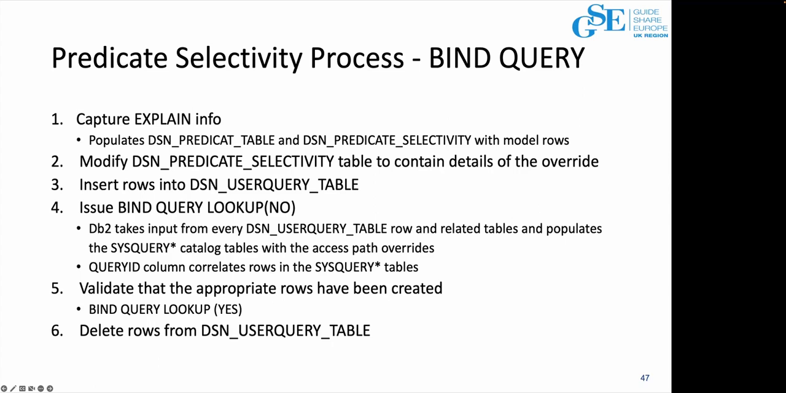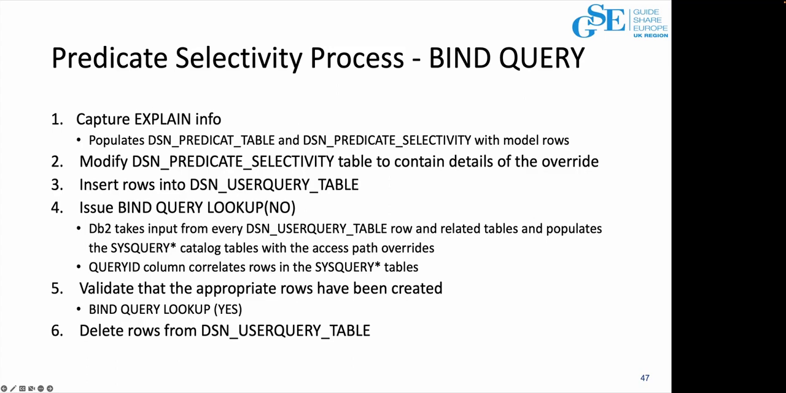And like with the standard explain tables that use query no or query number to link everything together, in this case, query ID is the column that correlates the rows in the SYSQUERY tables. We then validate that the appropriate rows have been created by issuing the bind query lookup yes statement. And assuming that all is okay, we then delete the rows from the DSN user query table, so it's ready for the next thing that we need to add.